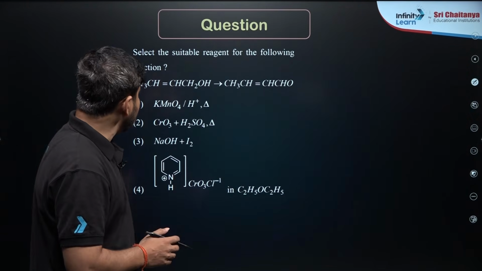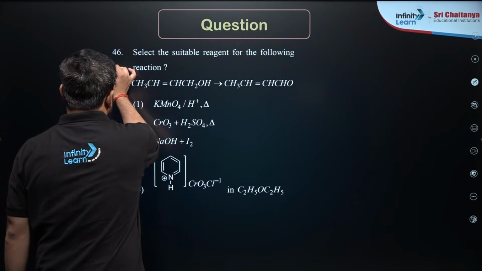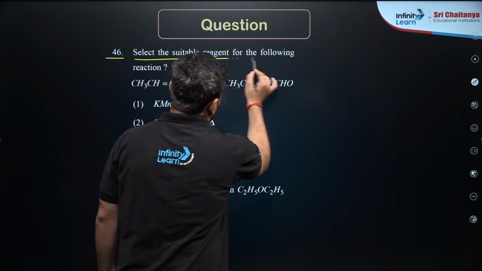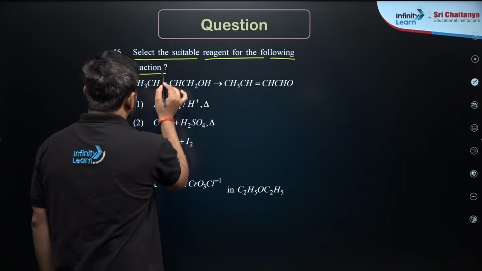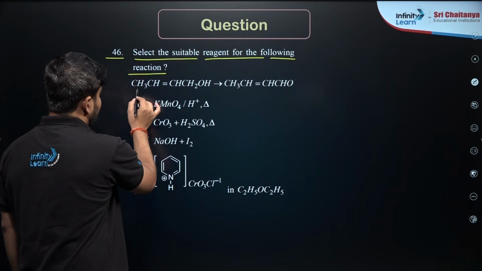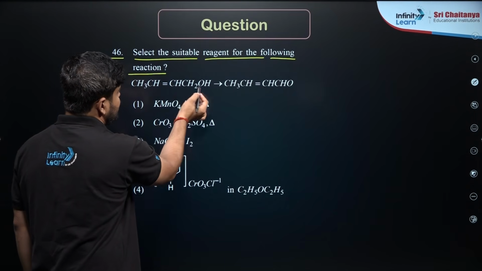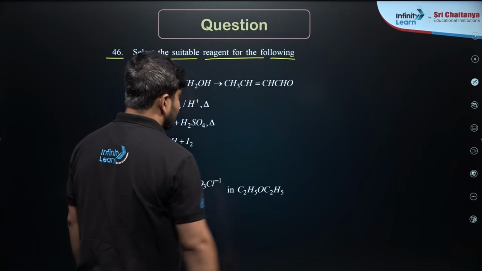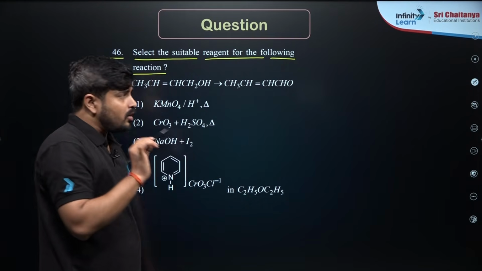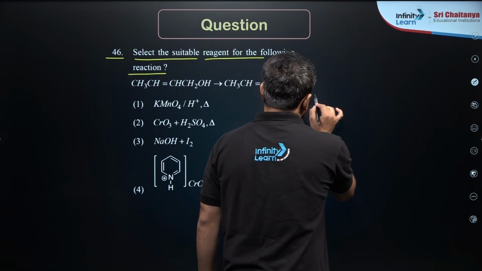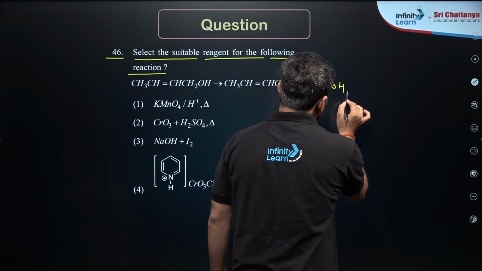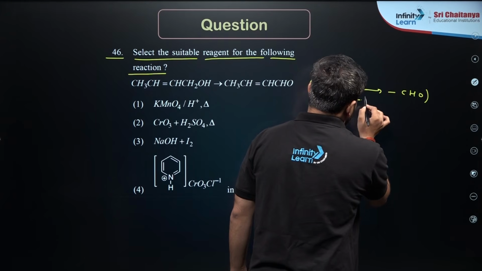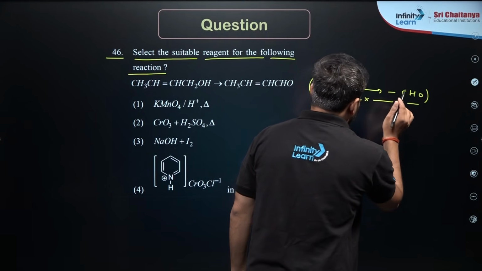Okay, so you see here, question number 46. Select the suitable reagent for the following reaction. Okay, here a reaction is given: CH3CH=CH2OH gives CH3CH=CH2. So what we are observing in this question is that the OH group is going to convert into the CHO group, right? OH is going to convert into CHO.